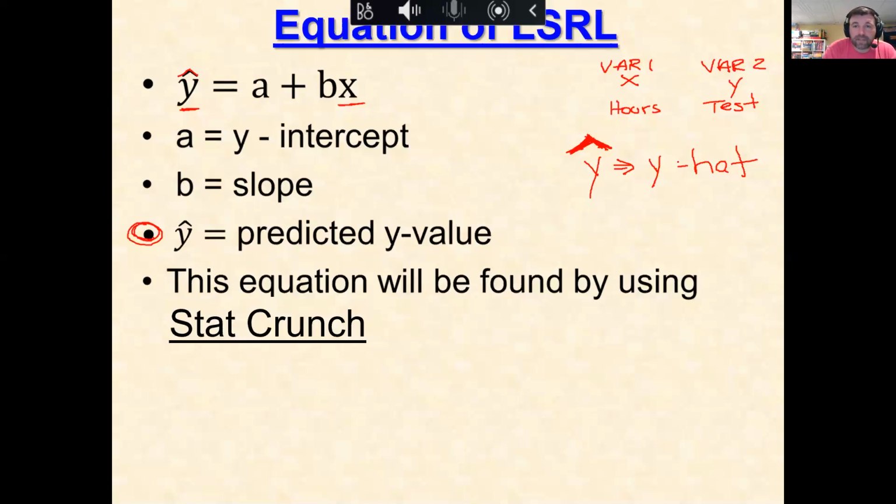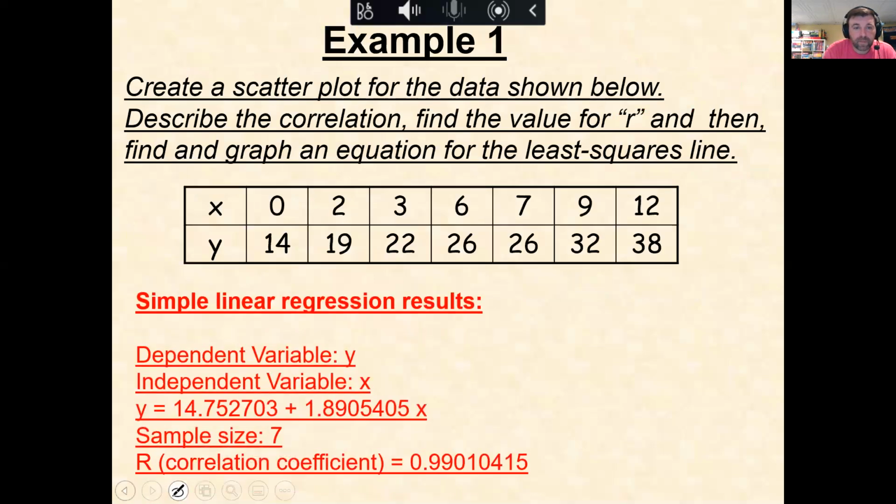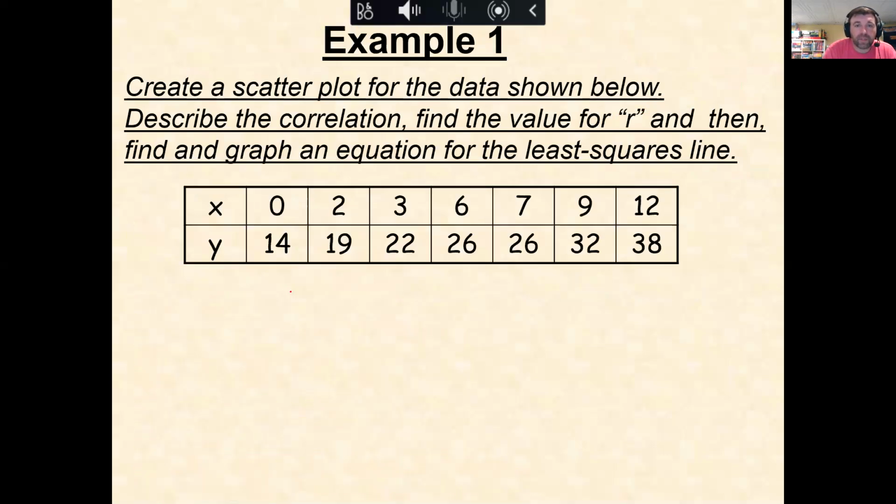As far as this class is concerned, that's not really the important part. The most important part in this course is being able to type the data into StatCrunch, get the equation, understand the R value, and then make a prediction based on your equation. So that's what we're going to look at. All right. Let's try to change the slide here. Okay. So here was an example. In this chart, you see an X and a Y.